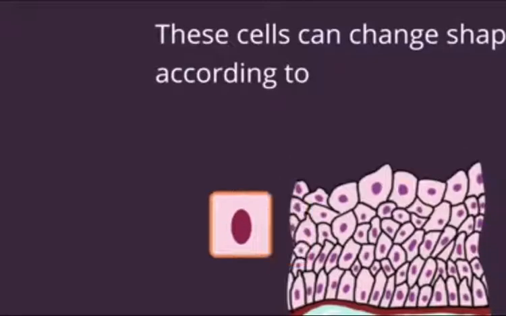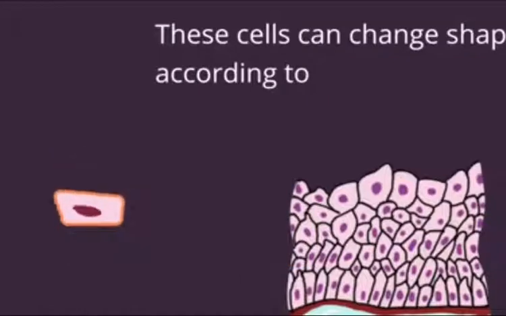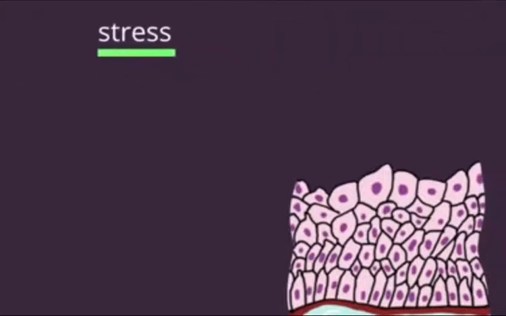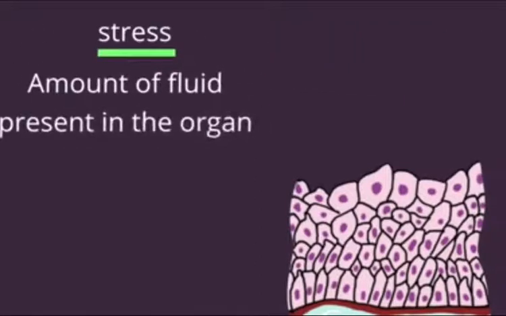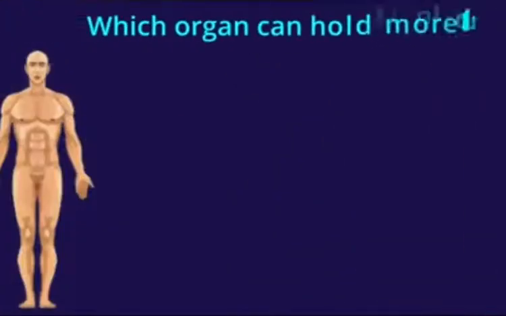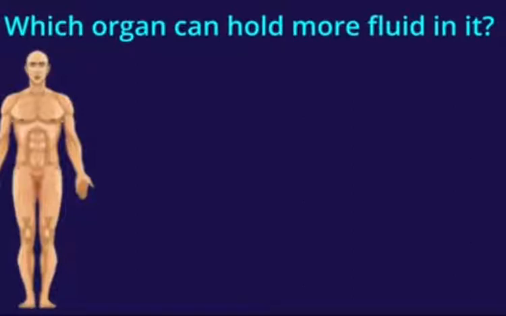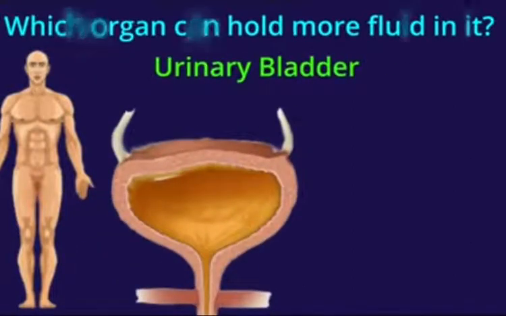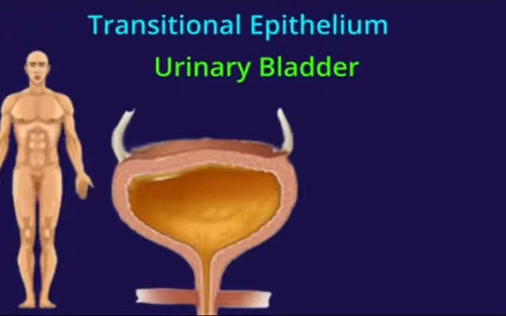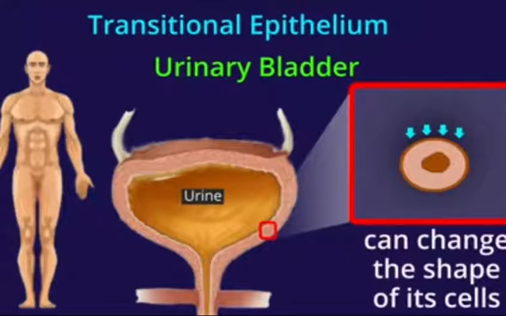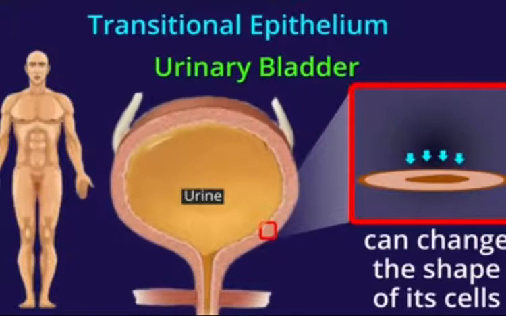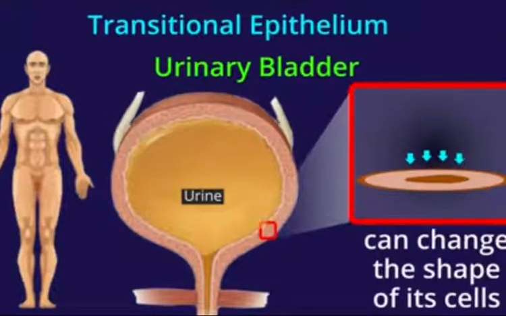Yes, there are some magical tissues in our body, students. These cells can change shape according to the stress. Stress means the amount of fluid present in the organ. As the fluid increases, the stress increases. So which organ can hold more fluid in our body? Think, students, it is our urinary bladder. As the bladder fills with urine, the stress increases. Then it can change the shape of its cells. This is called transitional epithelium.